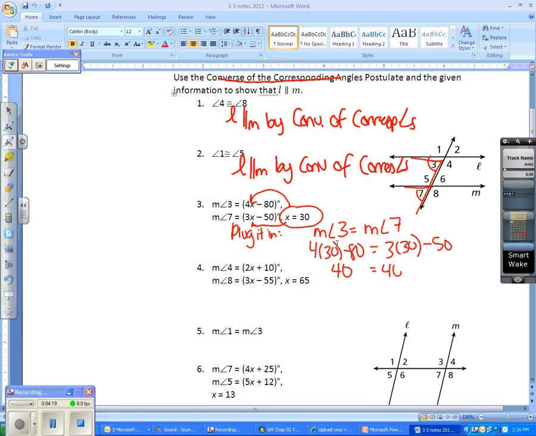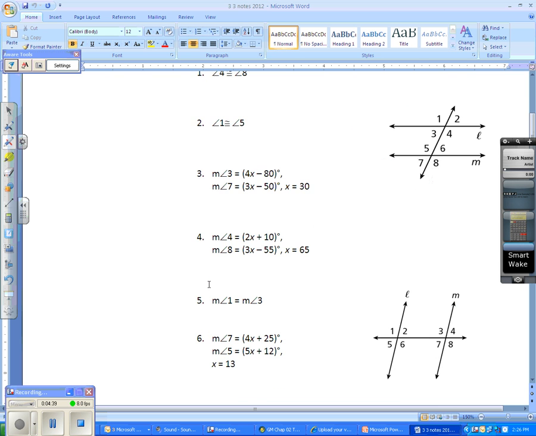So on your assignment for this section, you have to actually show all this work. And now that you know that they're equal to each other, now we can say that line L is parallel to M by the converse of corresponding angles. Okay, so you're going to do the same kind of thing for the rest of those problems.